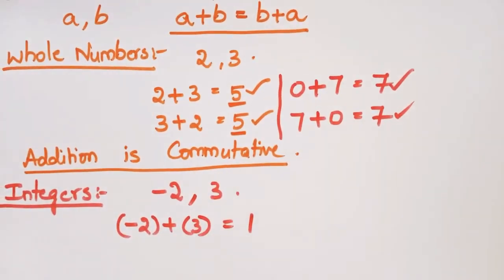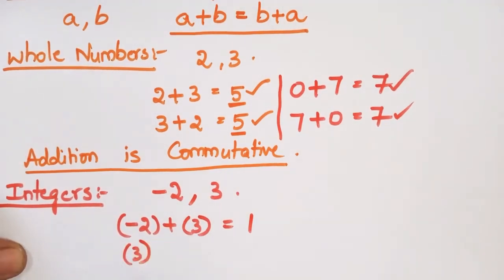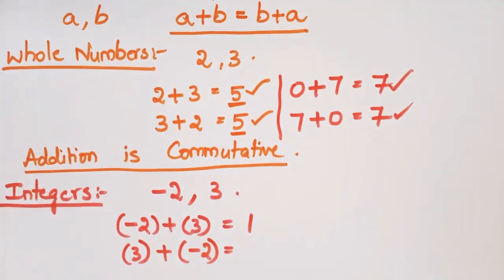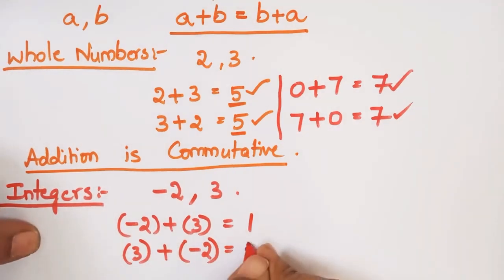So now let me change the order of the numbers. I will do, first I want to take 3 and then I want to do it plus -2. Is it? Okay. Now also I will get 1.